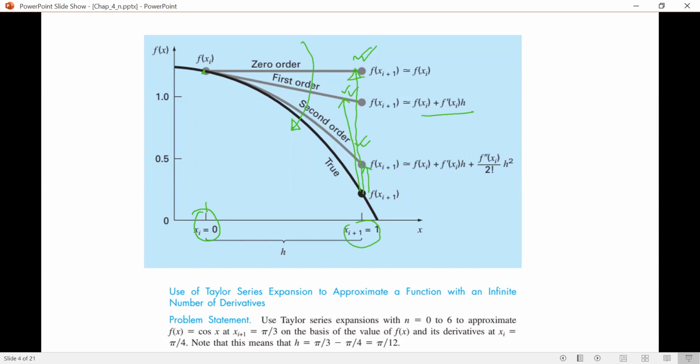The value of your function cos x at x equal to pi by 4 is given to you, and you have been asked to approximate the value of cosine at xi plus 1 equal to pi by 3. Then we can use our Taylor series approximation again to predict the value of your function at xi plus 1. You can easily do that. Here, the difference of xi plus 1 minus xi will be the step size, and your step size is equal to pi by 12. So you can proceed in calculating there.